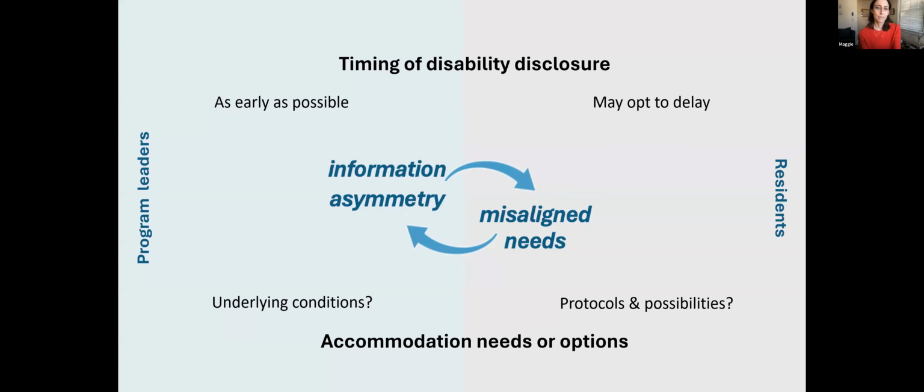An overarching theme from this study was that information asymmetry was contributing to a misalignment in needs between program leaders and residents with disabilities. For example, program leaders wanted to know about a disability as early as possible. This would give them time to consult experts, change schedules, or make other arrangements for accommodations. But they also understood that a resident or applicant might opt to delay disclosure because of stigma, bias, or fear of discrimination. This theme of information asymmetry also came into play when trying to define accommodation needs or options.